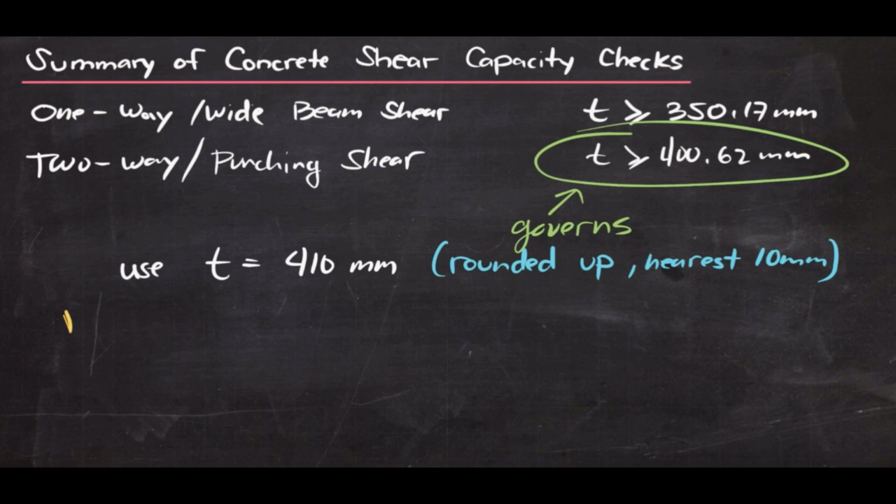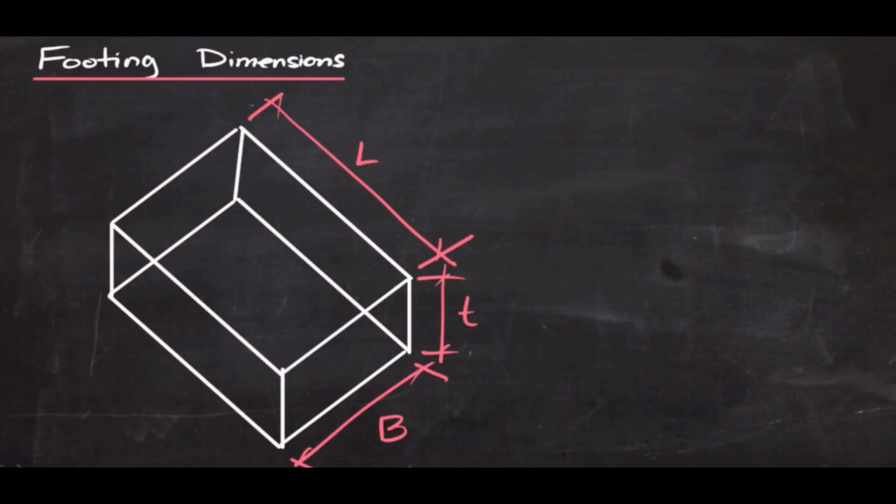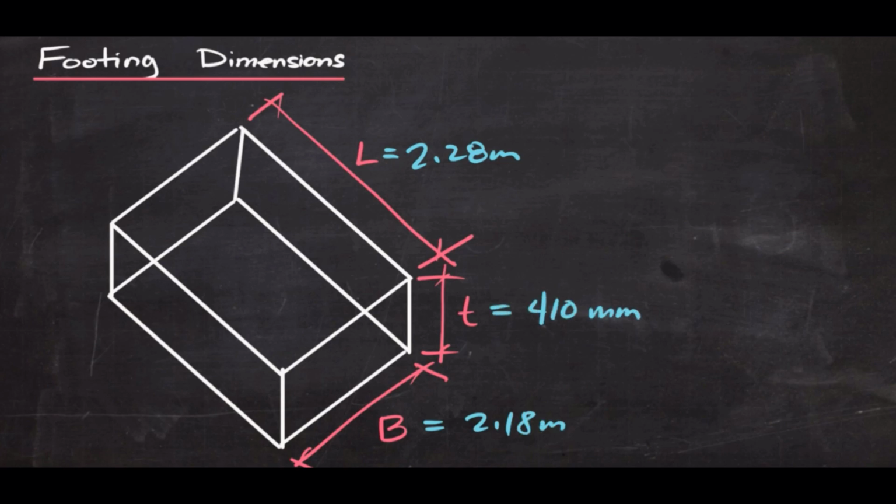Recall previously that we assumed that the thickness should be 1.6 meters or 1,600 millimeters. So we have satisfied the check that the actual T that we will use should be less than or equal to what we have assumed. So this should be okay. So now we can write the footing dimensions: the length is 2.28 meters, the width is 2.18 meters, and the thickness is 410 millimeters.